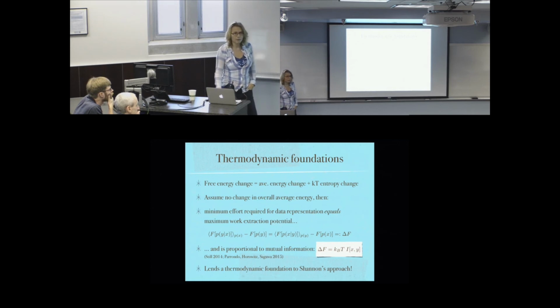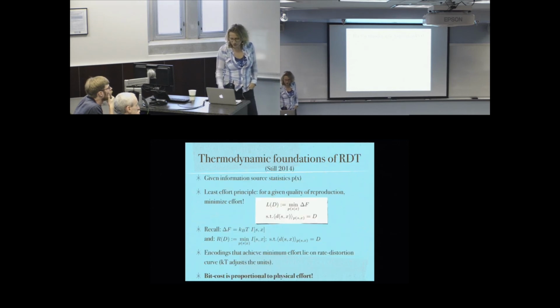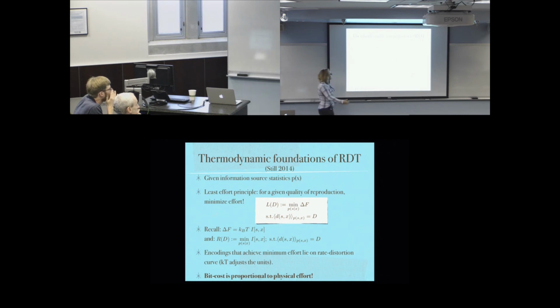So now we can grind through it, right? We have rate distortion theory. Let's postulate a least effort principle. For a given quality of reproduction, I want to minimize my physical effort because I'm lazy, right? Like that's what nature is, right? Lazy. Nobody finds this funny. Toby Berger got really upset about that.